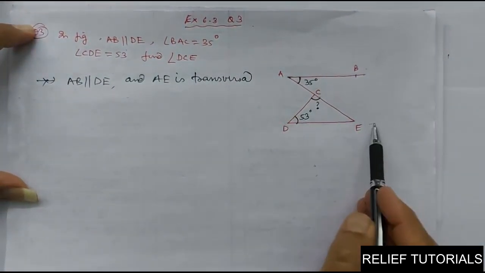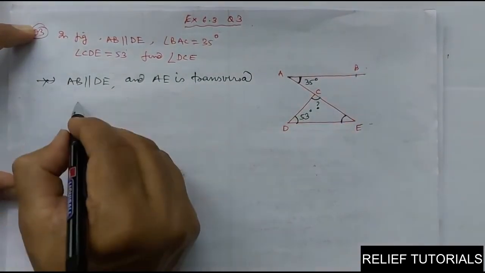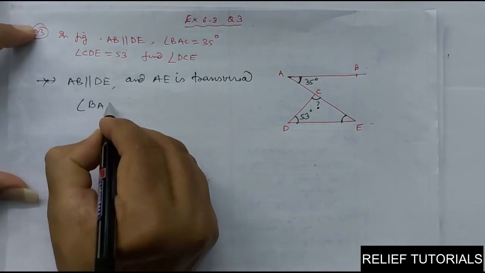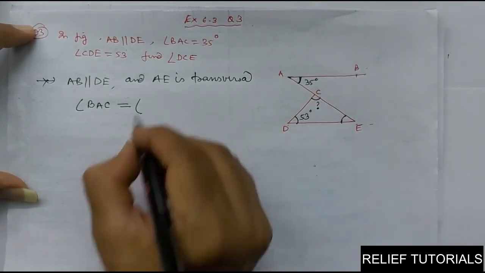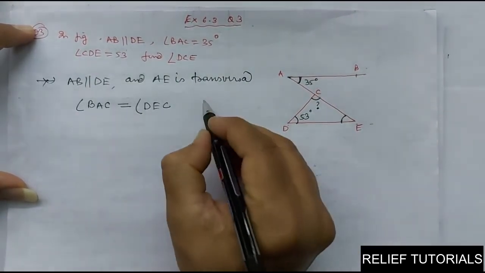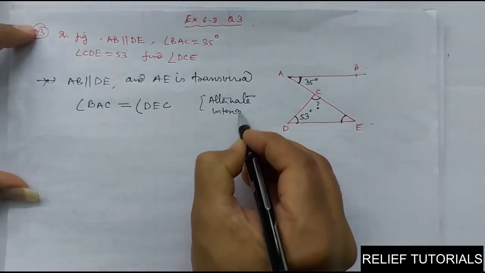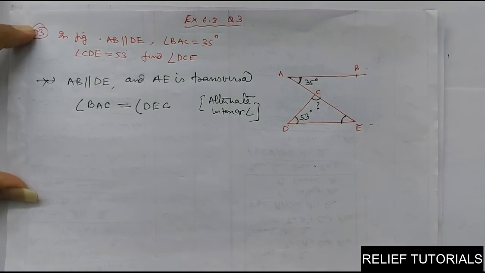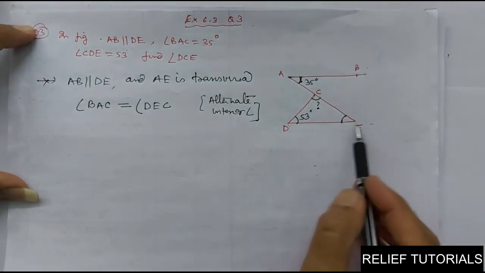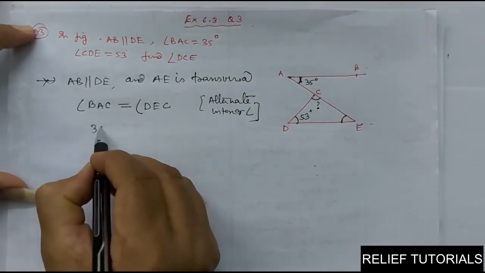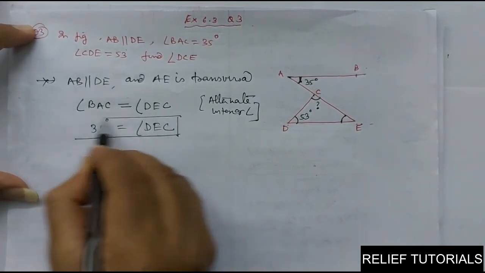So AB is parallel to DE and AE is the transversal. So this angle and this angle will be alternate angles. Therefore angle BAC is equal to angle DEC. Why? Alternate interior angles. But BAC is 35, so 35 is equal to angle DEC. In this way we can find DEC.